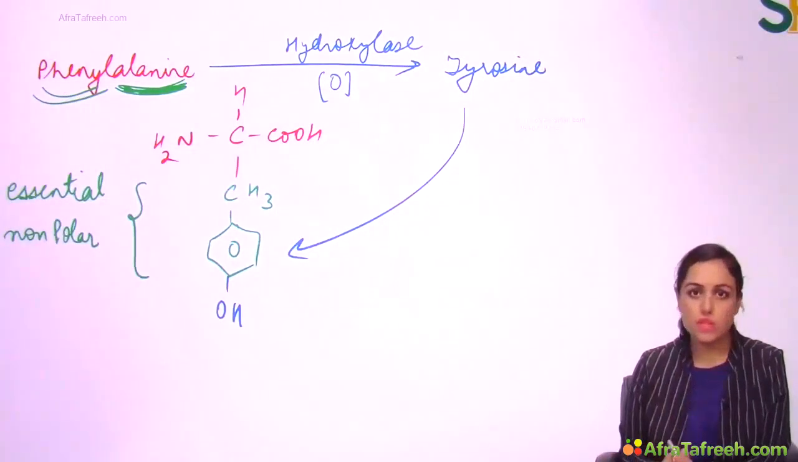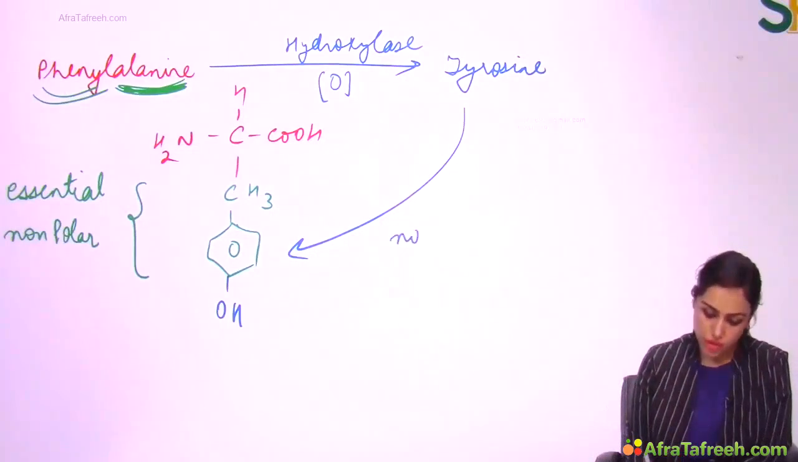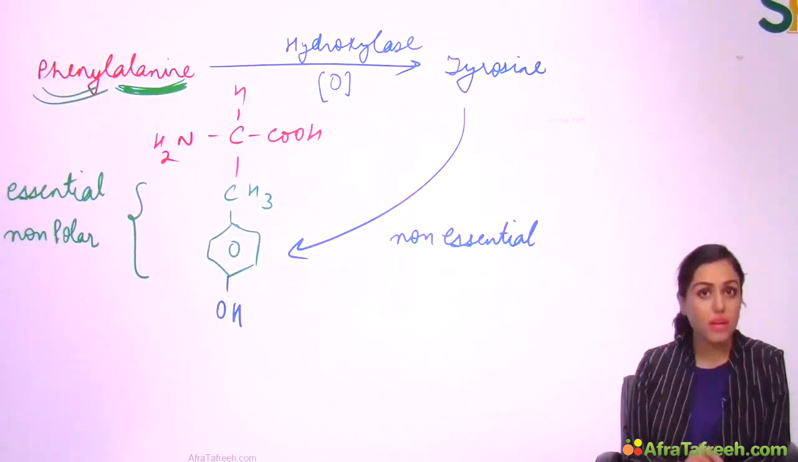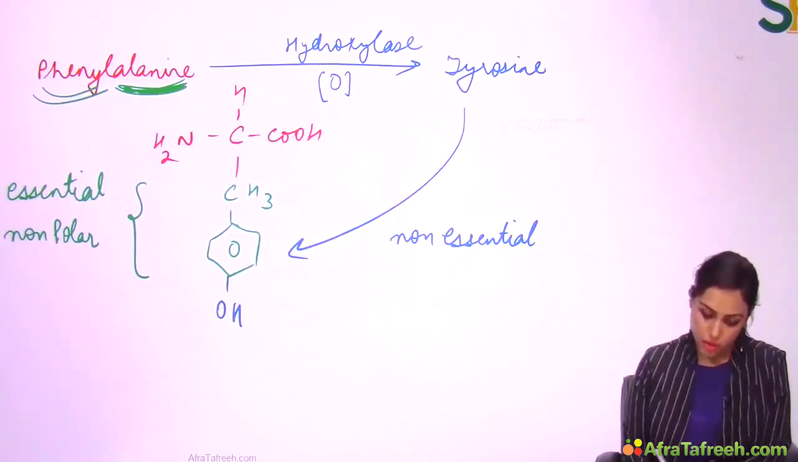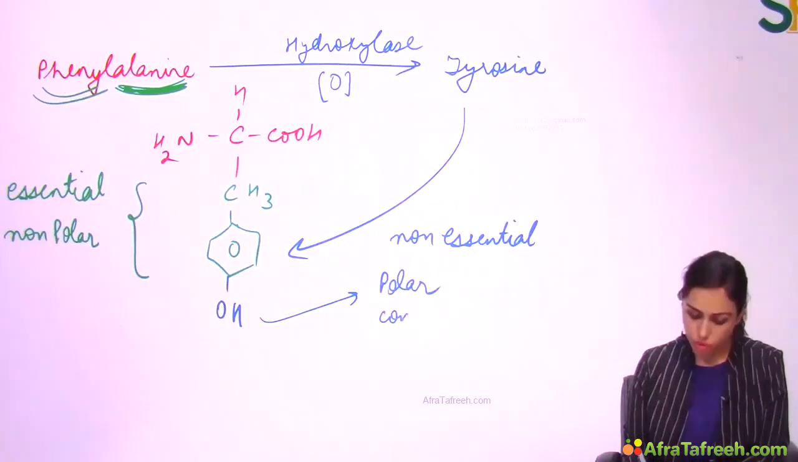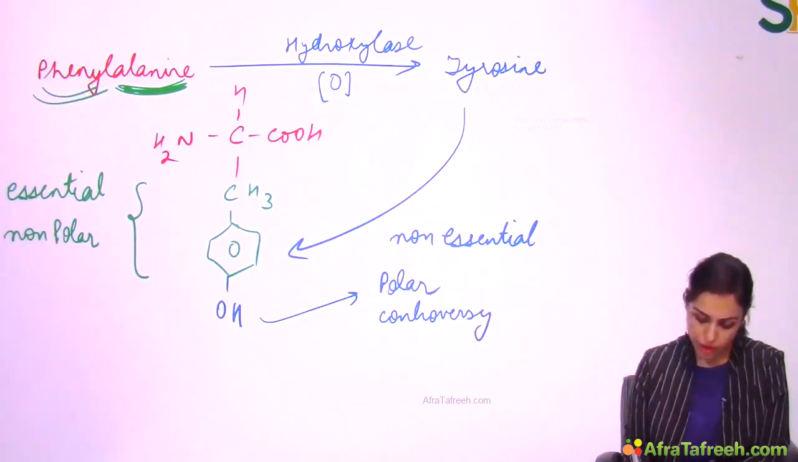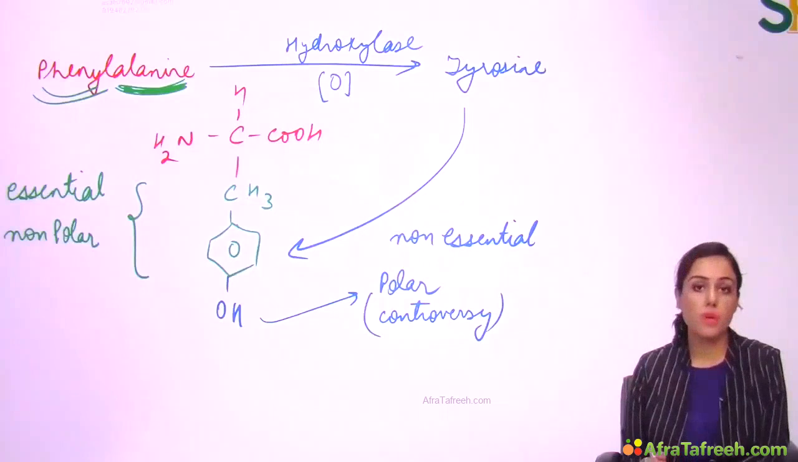Now tell me, it is essential or non-essential? We will say it is non-essential because we can make this tyrosine in body from phenylalanine, right? And because OH is present, that's why it is polar. But again, there is a controversy for the polarity of tyrosine. Some books say it is polar, some books say it is non-polar. So according to the question, you will solve, right? So we're done with these 2 amino acids, phenylalanine and tyrosine, which we have taken together.